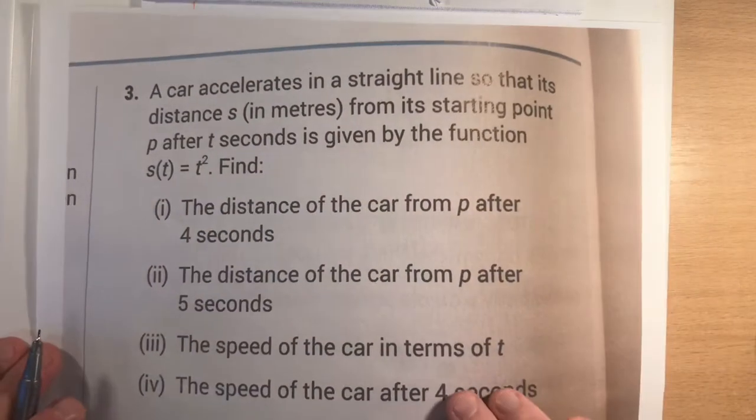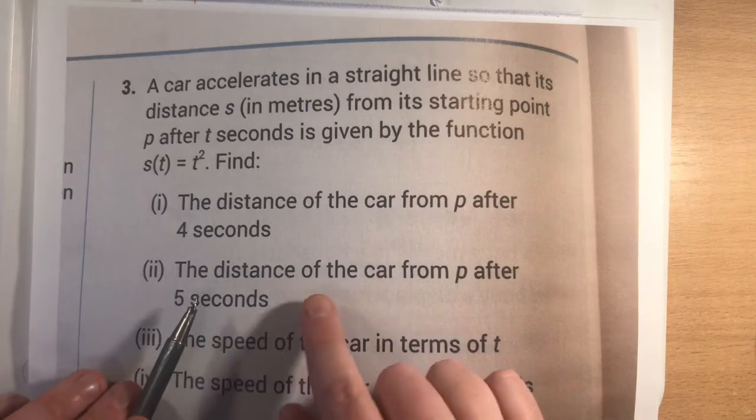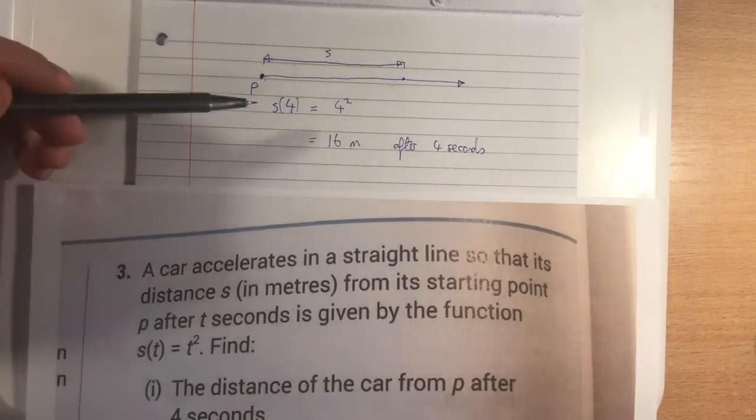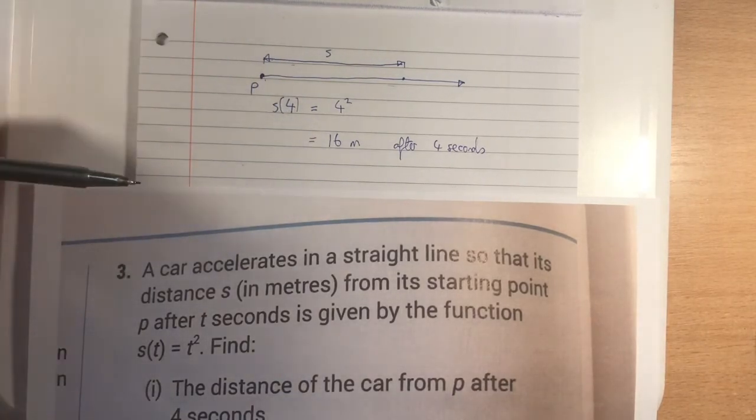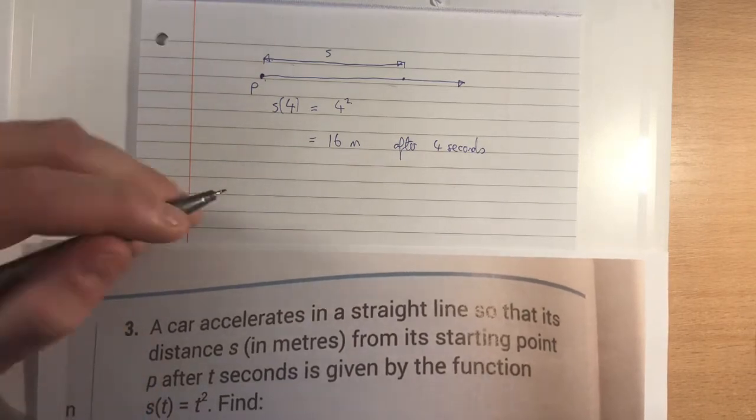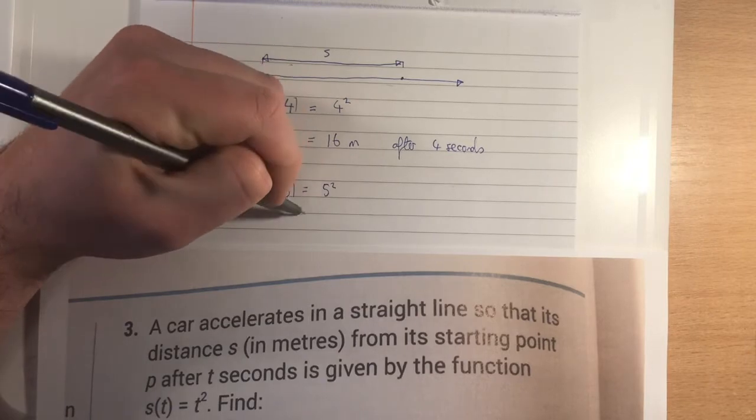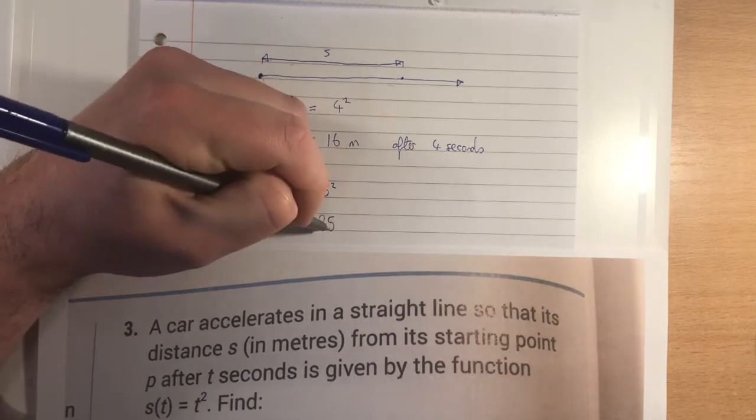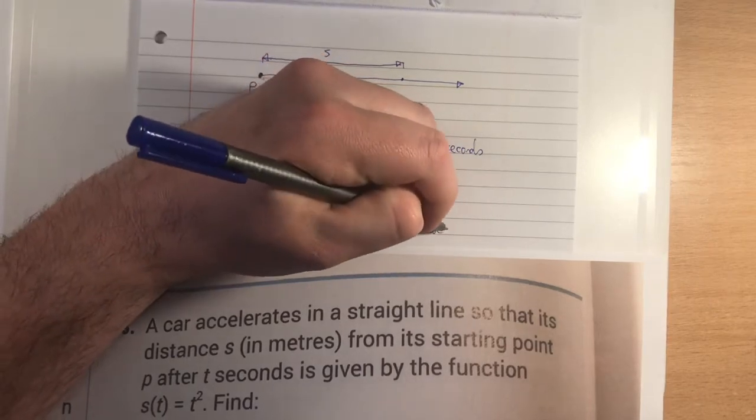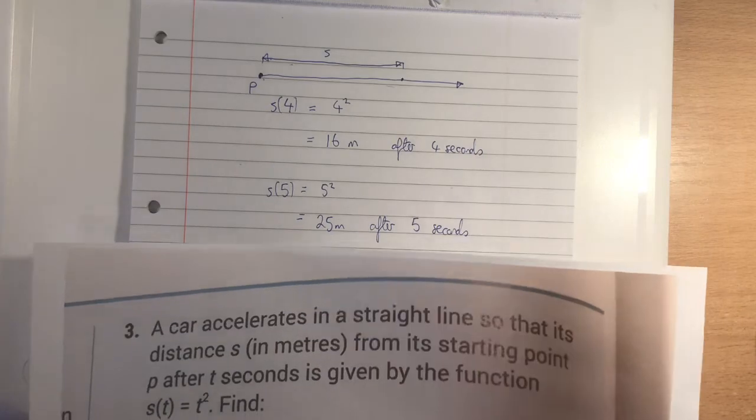Now, second question. The distance of the car from p after 5 seconds. So after 5 seconds, what do you think we would do there? So we've worked out how to look at it after 4 seconds. So what do you think I will do for 5 seconds? Yeah. Okay, so that's pretty handy.